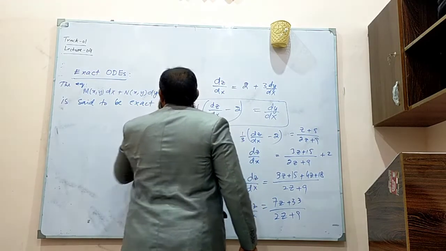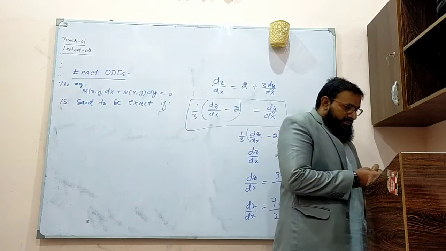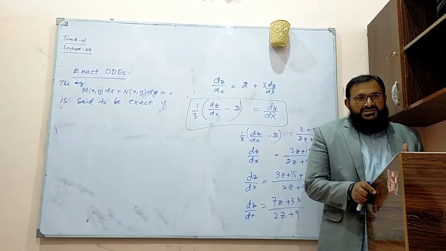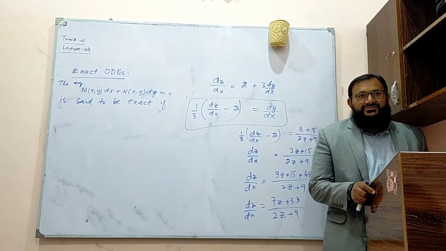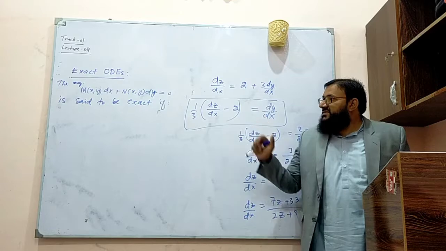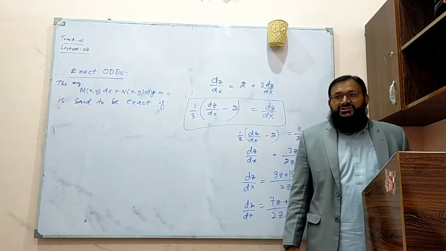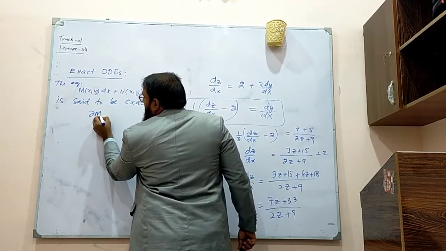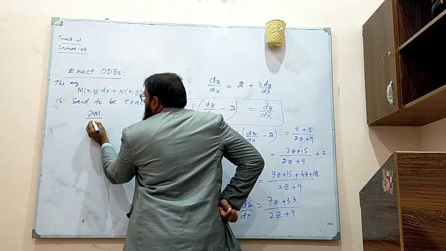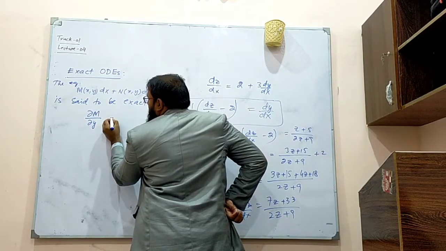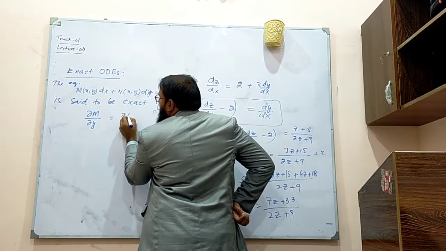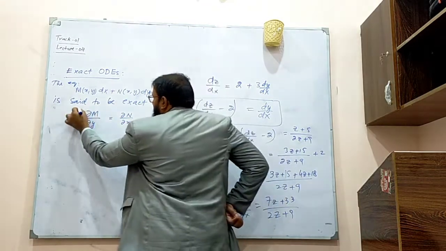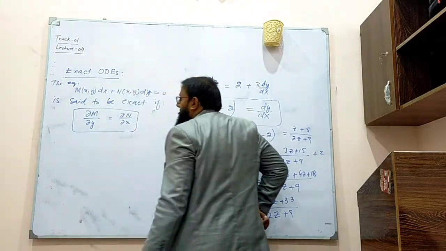The equation is said to be exact if what happens. I can go for the proof of why that happens, but we are just going to discuss it superficially from the exam point of view. Any equation given in this form is said to be exact when you differentiate M partially with respect to y, and it is the same as N differentiated partially with respect to x.